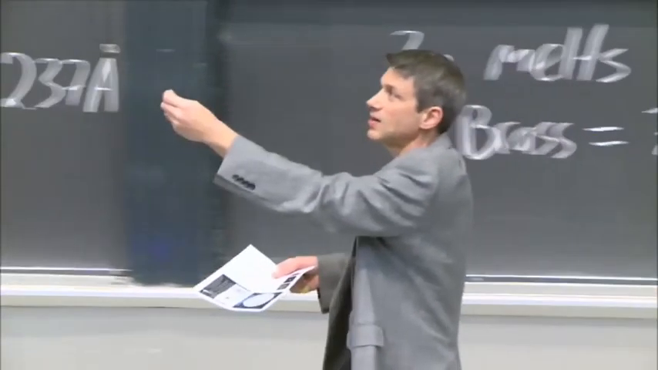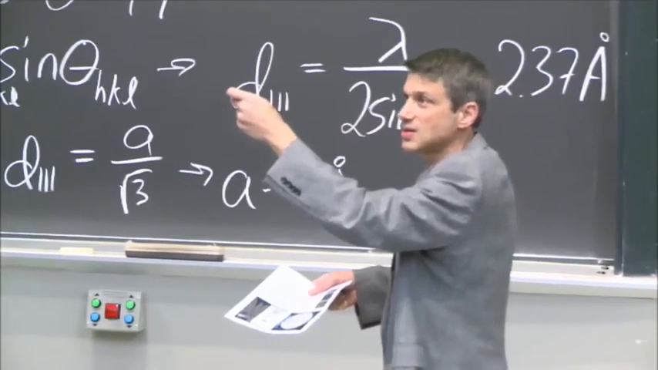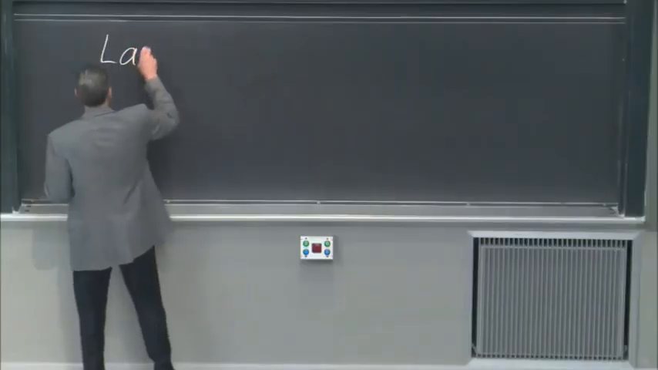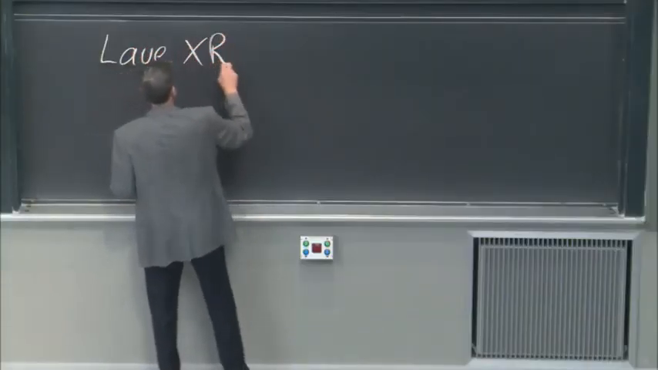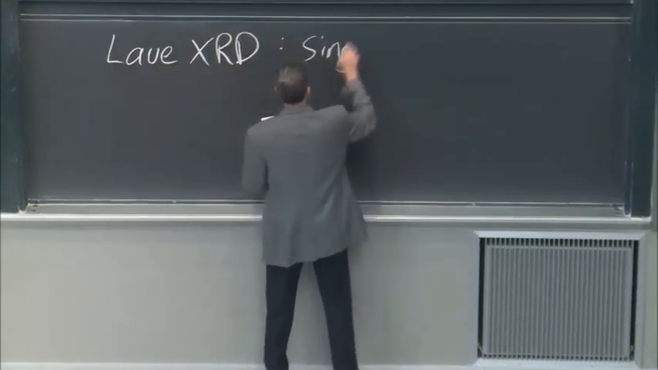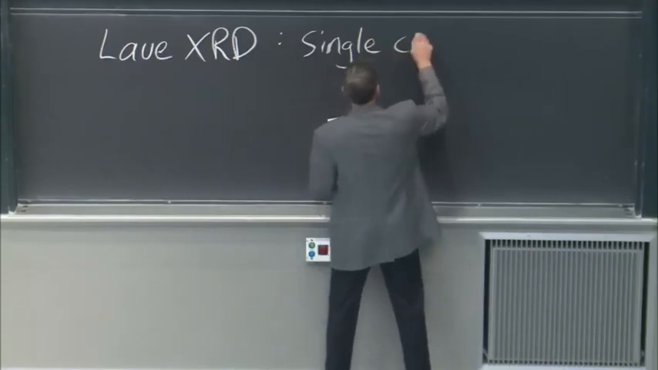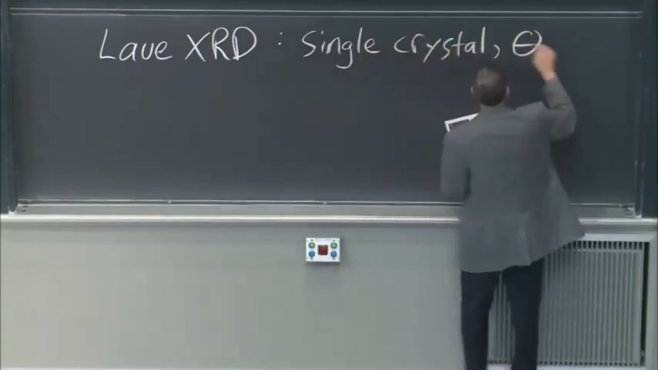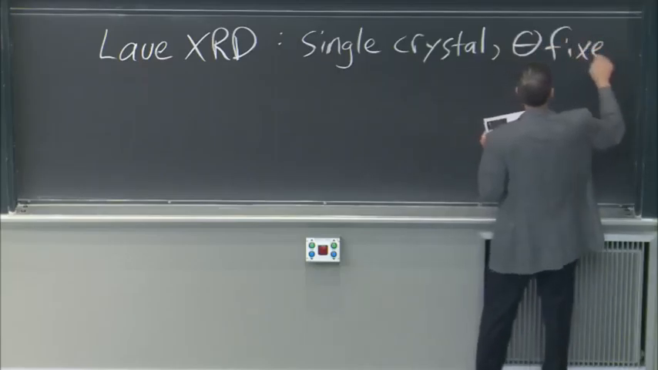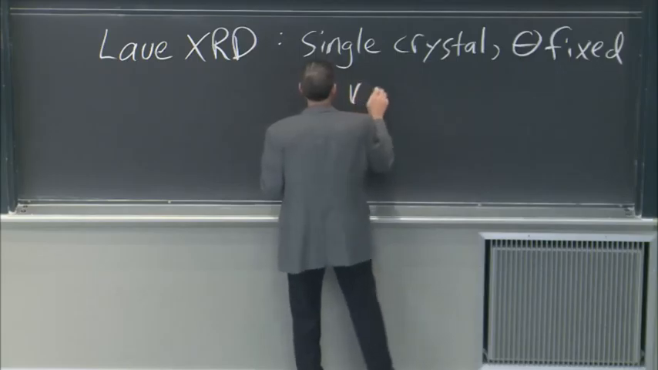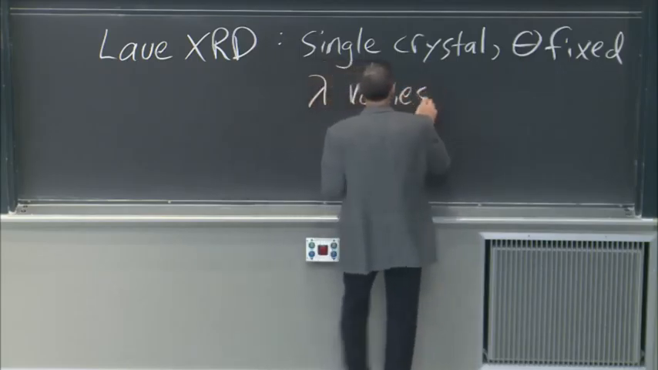And what you get are still diffraction peaks. You get spots, right? So in Laue XRD, you have a single crystal. It's got to be the same everywhere in this case. You have a single crystal. Theta is fixed, right? You don't move it around, but lambda varies continuously.